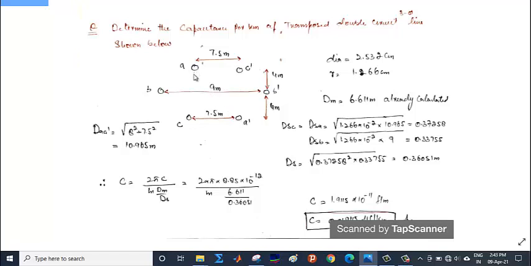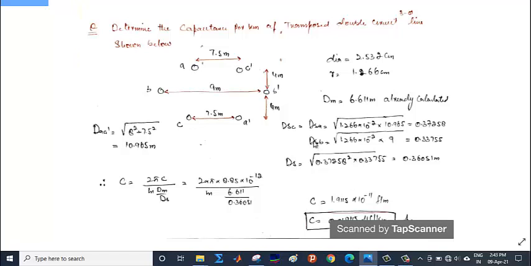Now daa dash will be calculated from the Pythagoras term. This distance is 8 meter, because this is 4, this is 4. This distance is 7.5 meter. So daa dash will be square root of 8 square plus 7.5 square. It comes out to be 10.965 meter. I only calculated this because I require only this. Otherwise, for dm I have to calculate dab, da dash, dab dash, and these two also. Since we have already calculated dm, I need not calculate this.